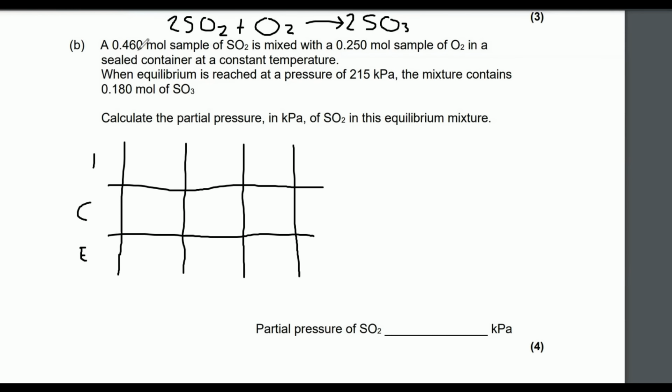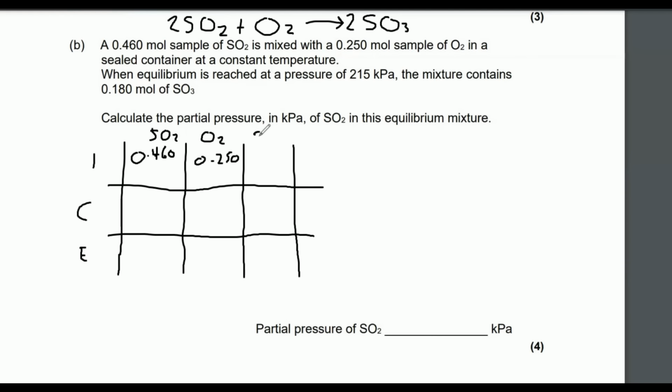And 1 mole of oxygen. Okay, we need the ratios so we can work out the number of moles. Now let's put our initial moles. We had 0.460 of sulfur dioxide. This is the initial moles. And of oxygen, what did we have? 0.250 moles of oxygen. So you write this little ICE table out.